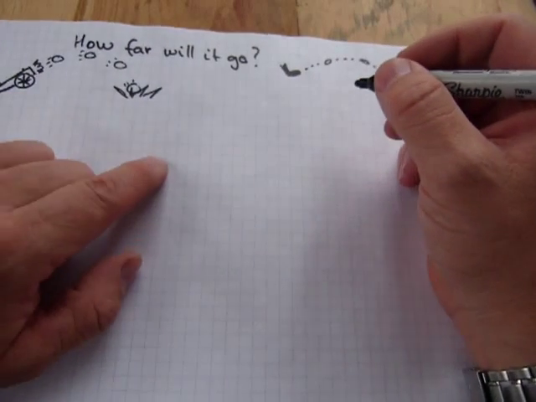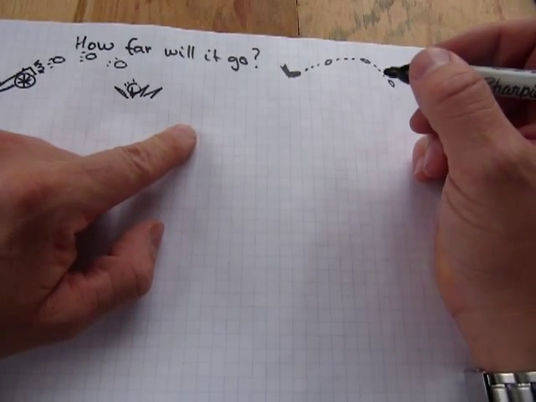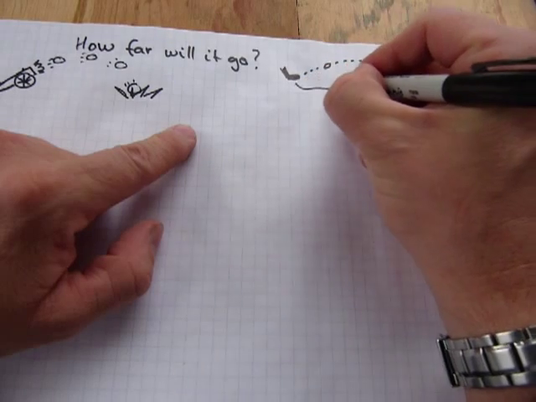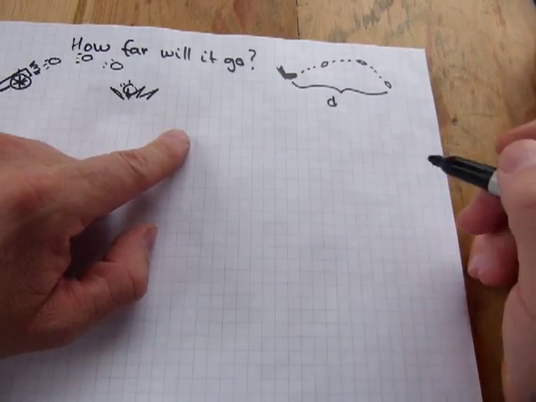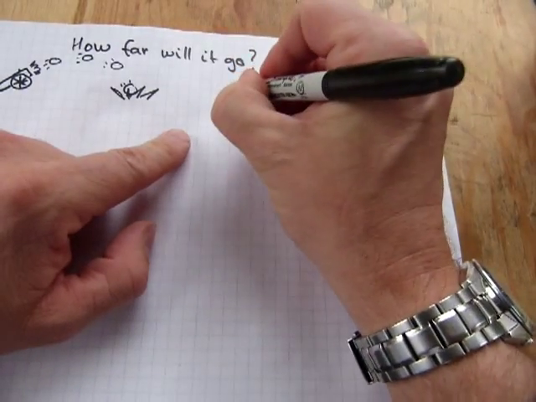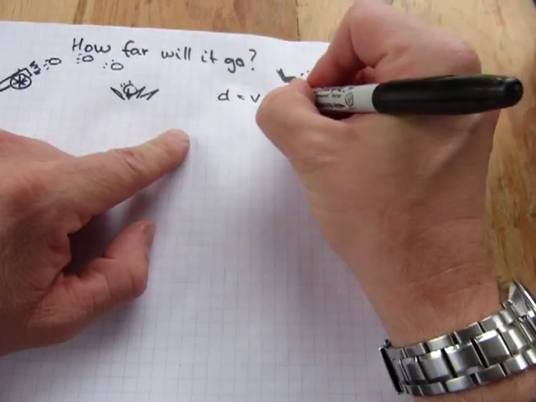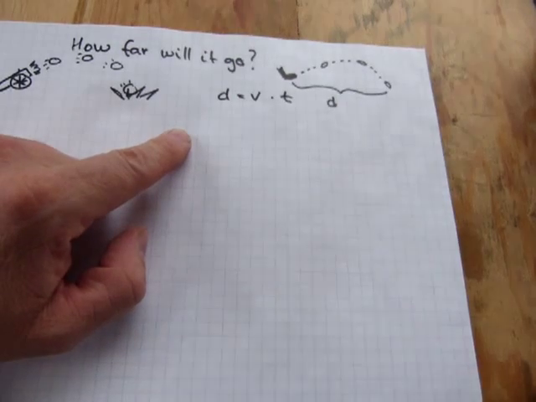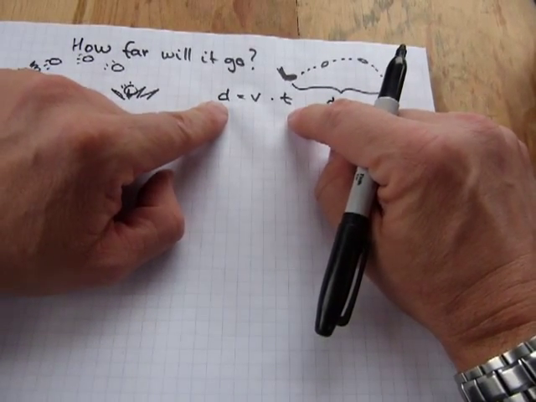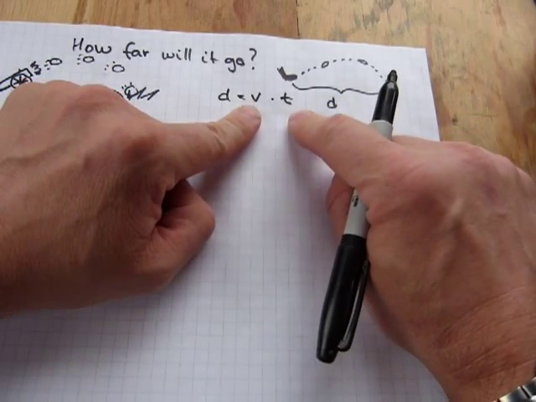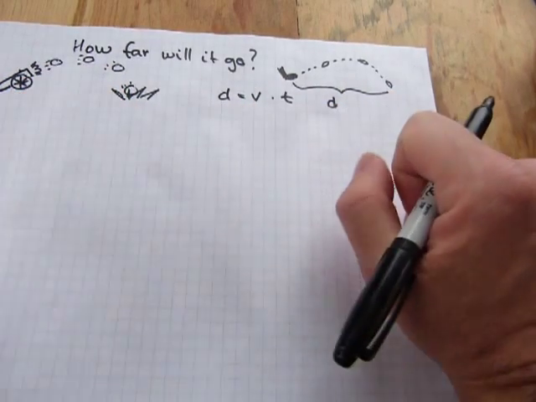So what we need for this calculation is we need to determine distance, d for distance. Now to calculate distance we need speed and we need time. So you either measure distance or you calculate it. And to calculate it, you're going to need time and you're going to need speed.